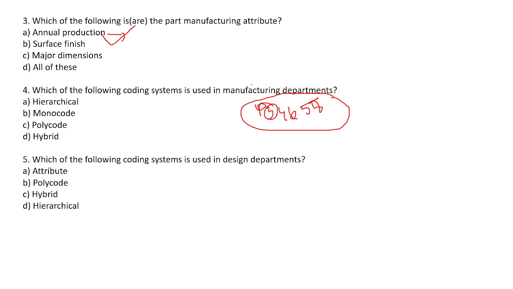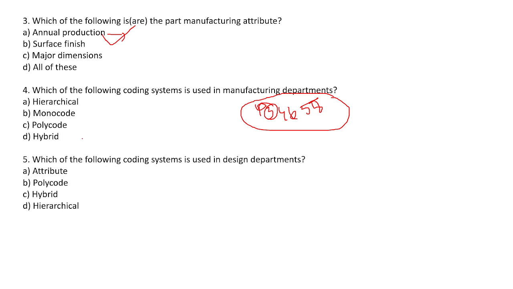Then comes polycode, or chain type structure. Here each digit is independent of all others. For example, in the code 1, 3, 4, 6, 5, 8, each digit is independent of all the others and presents information that is not dependent on the previous one.